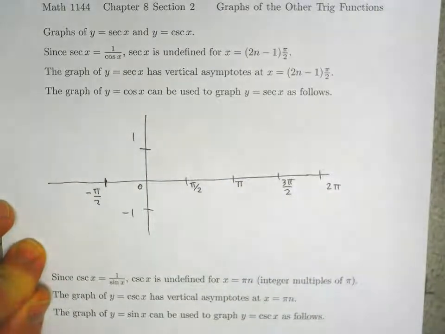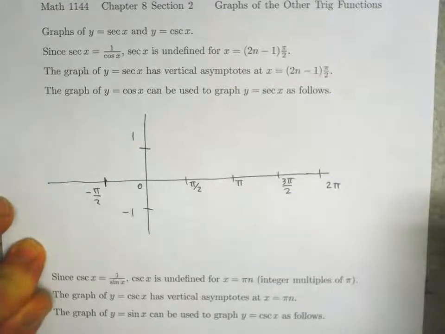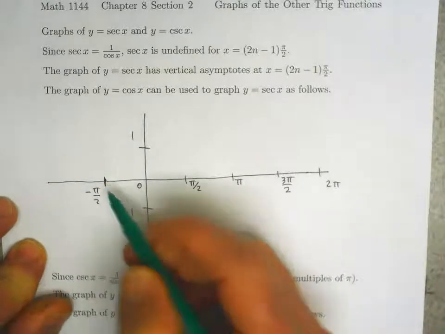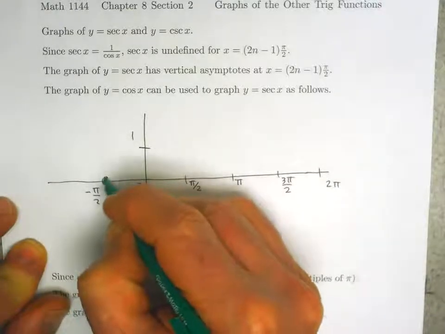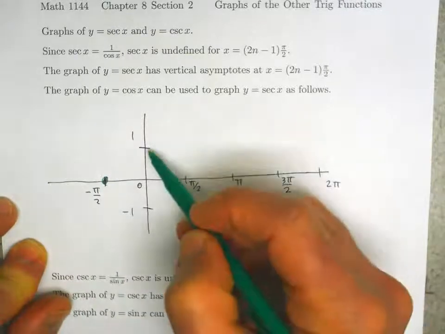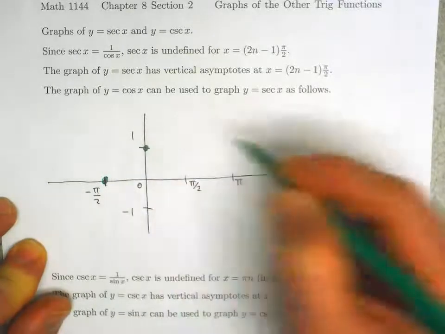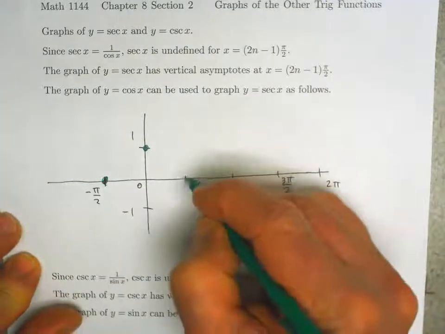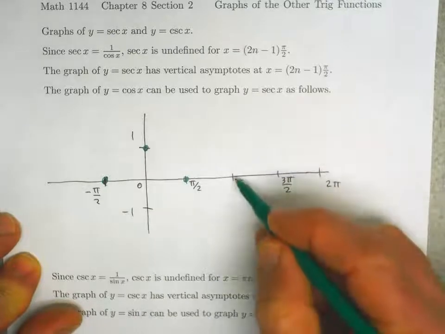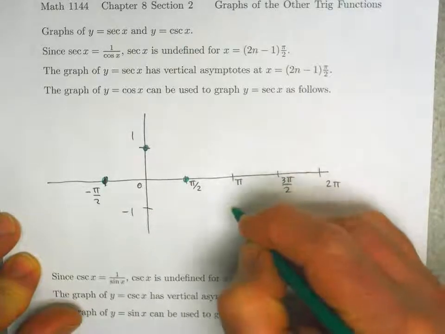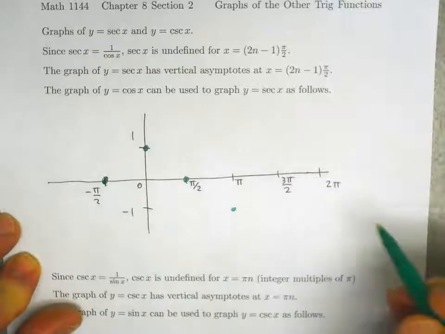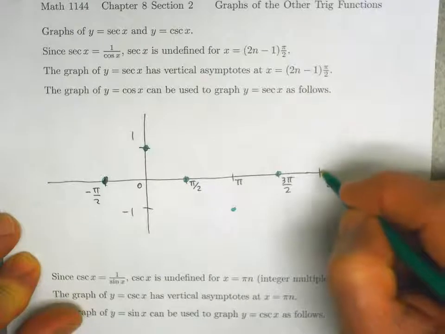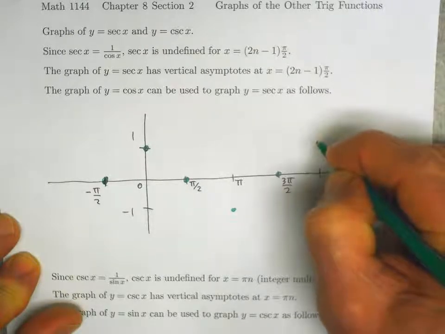So when graphing cosine of x, cosine of negative pi over 2 is 0. Cosine of 0 is 1. Cosine of pi over 2 is 0. Cosine of pi is negative 1. Cosine of 3 pi over 2 is 0. And cosine of 2 pi is 1.